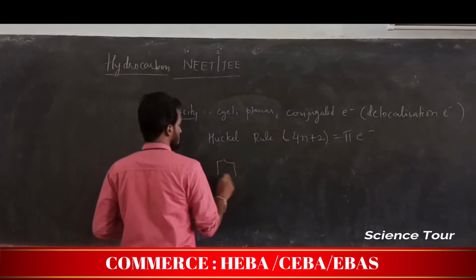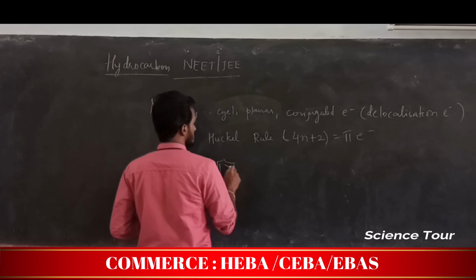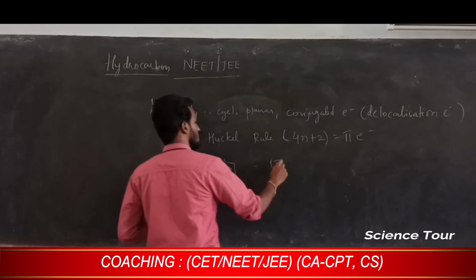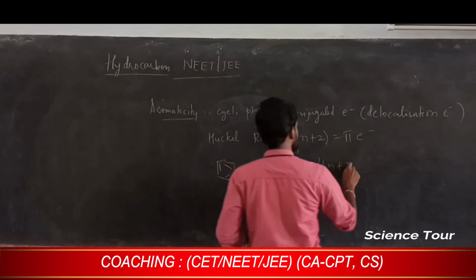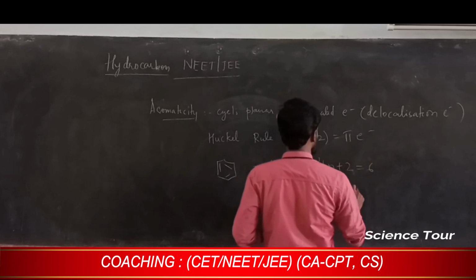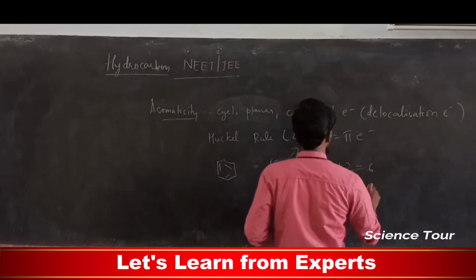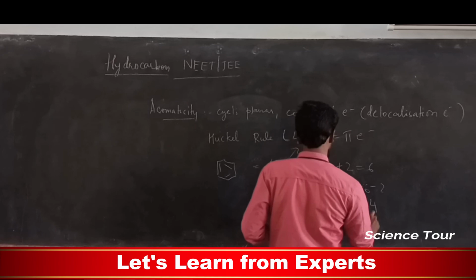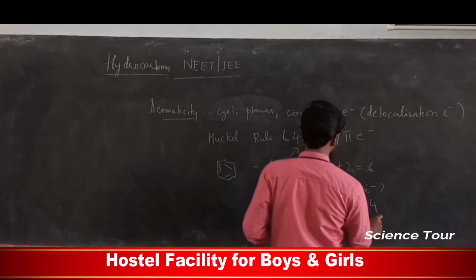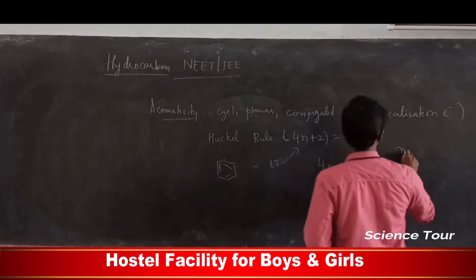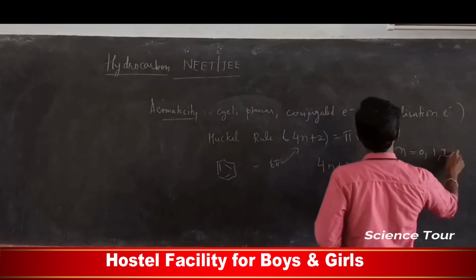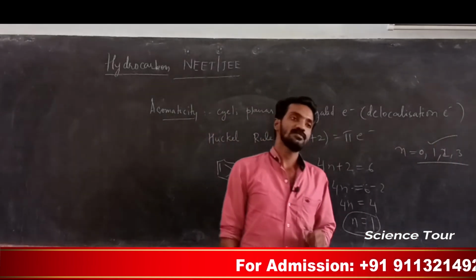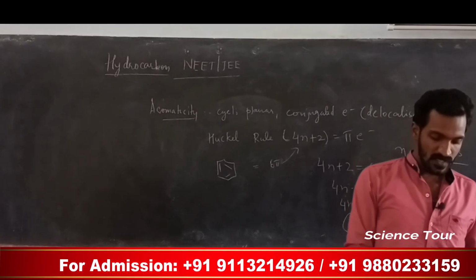So for example, one example I will give you, benzene. Benzene contains 1, 2, 3, 4, 5, 6 pi electrons, 6 pi electrons. So apply this formula, my dear students, 4n plus 2 equals 6, so 4n equals 6 minus 2, 4n equals 4, n equals 1. Okay. So n should be an integer, 0, 1, 2, 3, 4 like this. If you are getting an n value of 0, 1, 2, 3, 4, then it is an aromatic compound. Understood, my dear students? It may be 0.